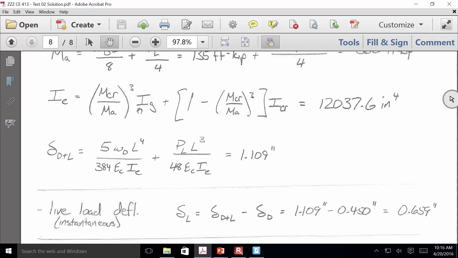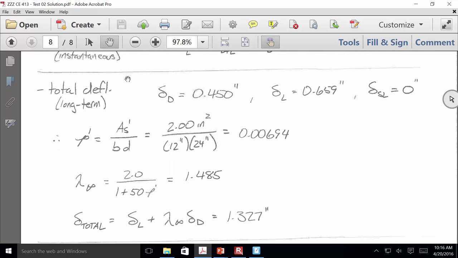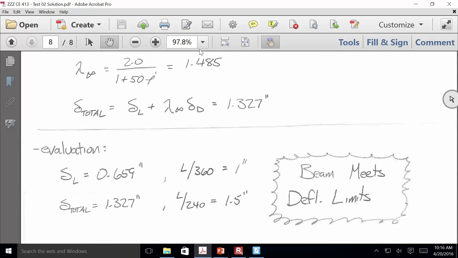Here's your live load instantaneous deflection. Okay? All right, long term: dead load deflection, live load deflection, no sustained load deflection, none of the live load is sustained. Your reinforcement ratio, I still had folks saying this was zero, it's not. You have compression steel, area of compressive steel divided by bd. There's your rho prime. Calculate your multiplier, you only need it for dead load, so it's 2 divided by 1 plus 50 rho prime. There we go. Total deflection is this. Compare that against your limits and you're good. Live load deflection compared against L over 360, total deflection compared against L over 240.